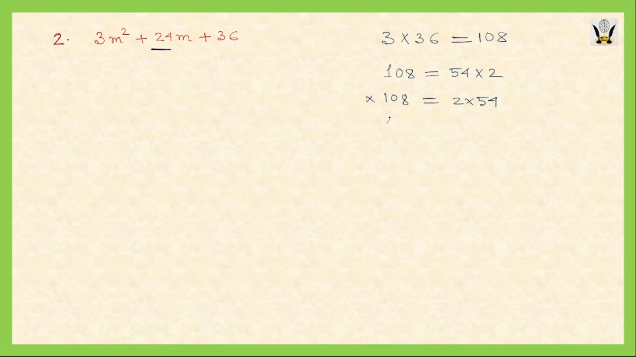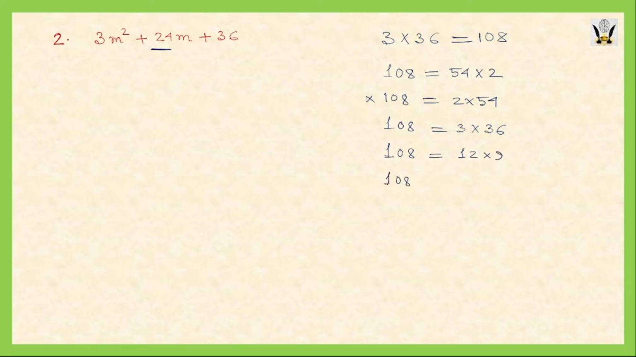And now 108 can be written as 3 multiplied by 36 or 36 multiplied by 3. Again 108 can be expressed as 12 multiplied by 9 or 9 multiplied by 12.